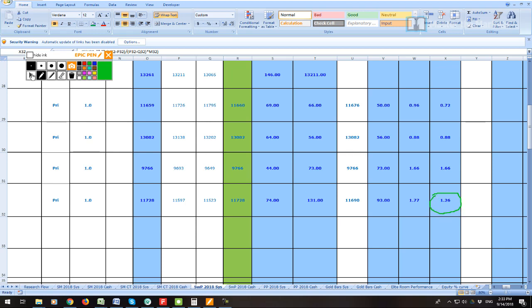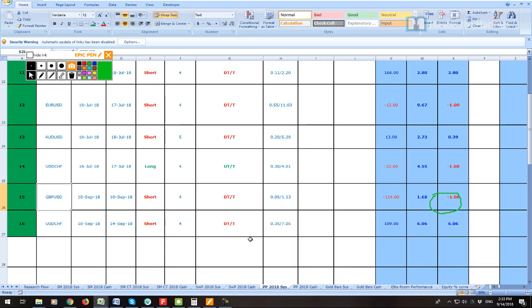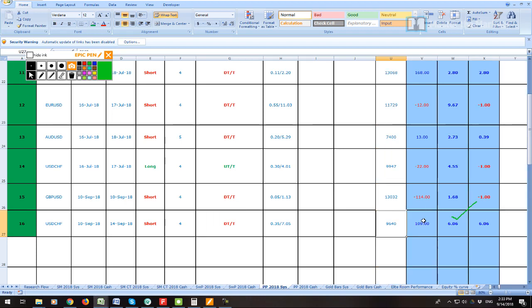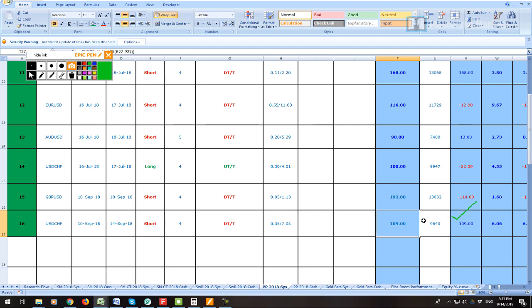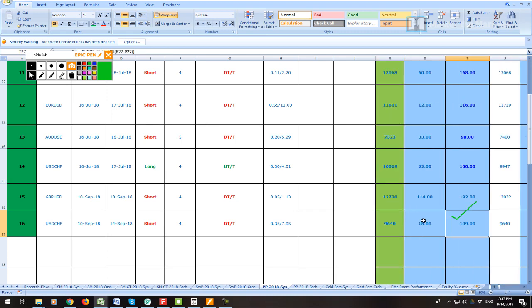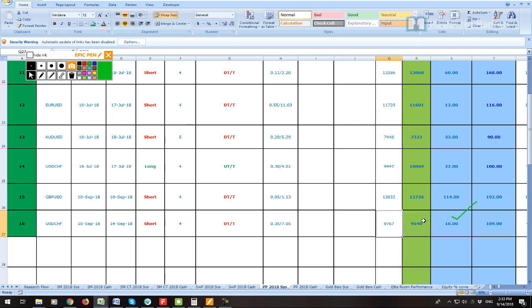Now, the next trade that we do take is the prime profits strategy. And in that prime profits strategy, what you can see over here is that we made a big profit of 6.06%. That's really big profits that we made, and that is a whopping 109 pips of profit. And all it did was 4 days of trade.